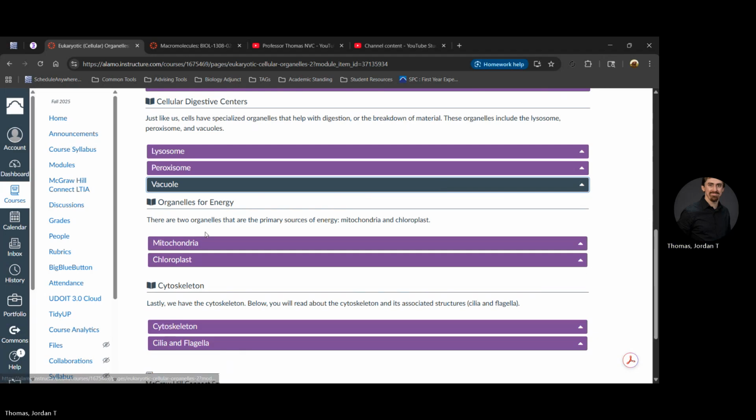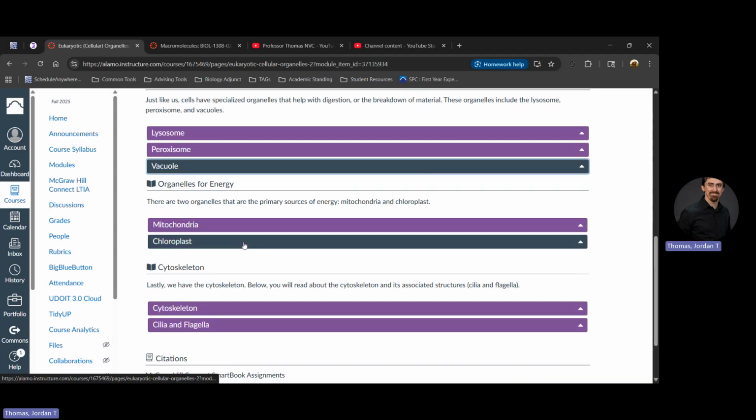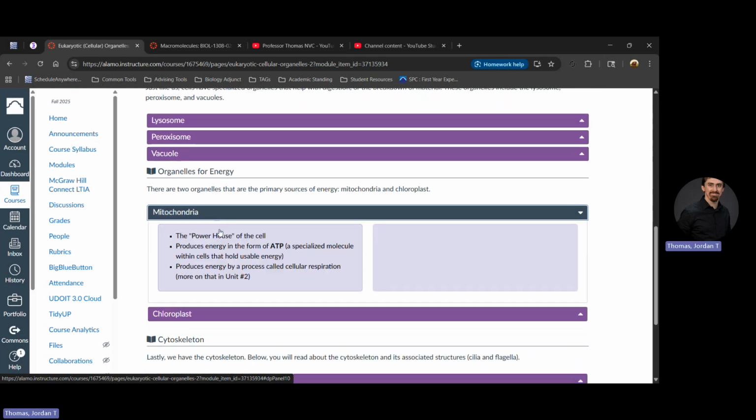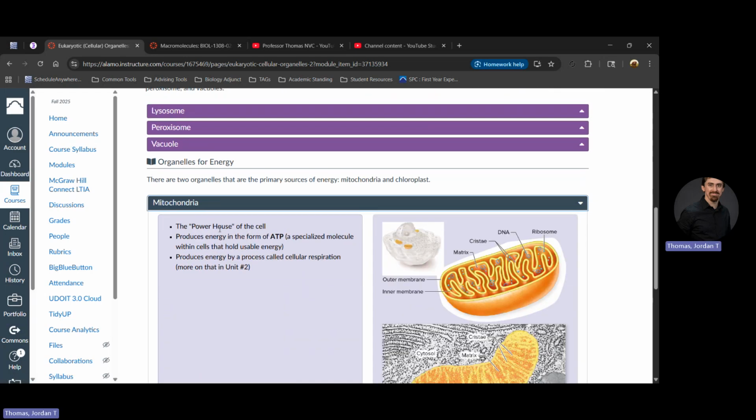Now, the next two organelles are for energy. So we talked about how proteins are made and processed, and the digestive system, and now we're going to talk about energy. So the mitochondria, this is the big one that a lot of people hear of. It is known as the powerhouse of the cell. It produces energy in the form of ATP, which is a specialized molecule within the cells that holds usable energy. So it's kind of like the cell's currency.